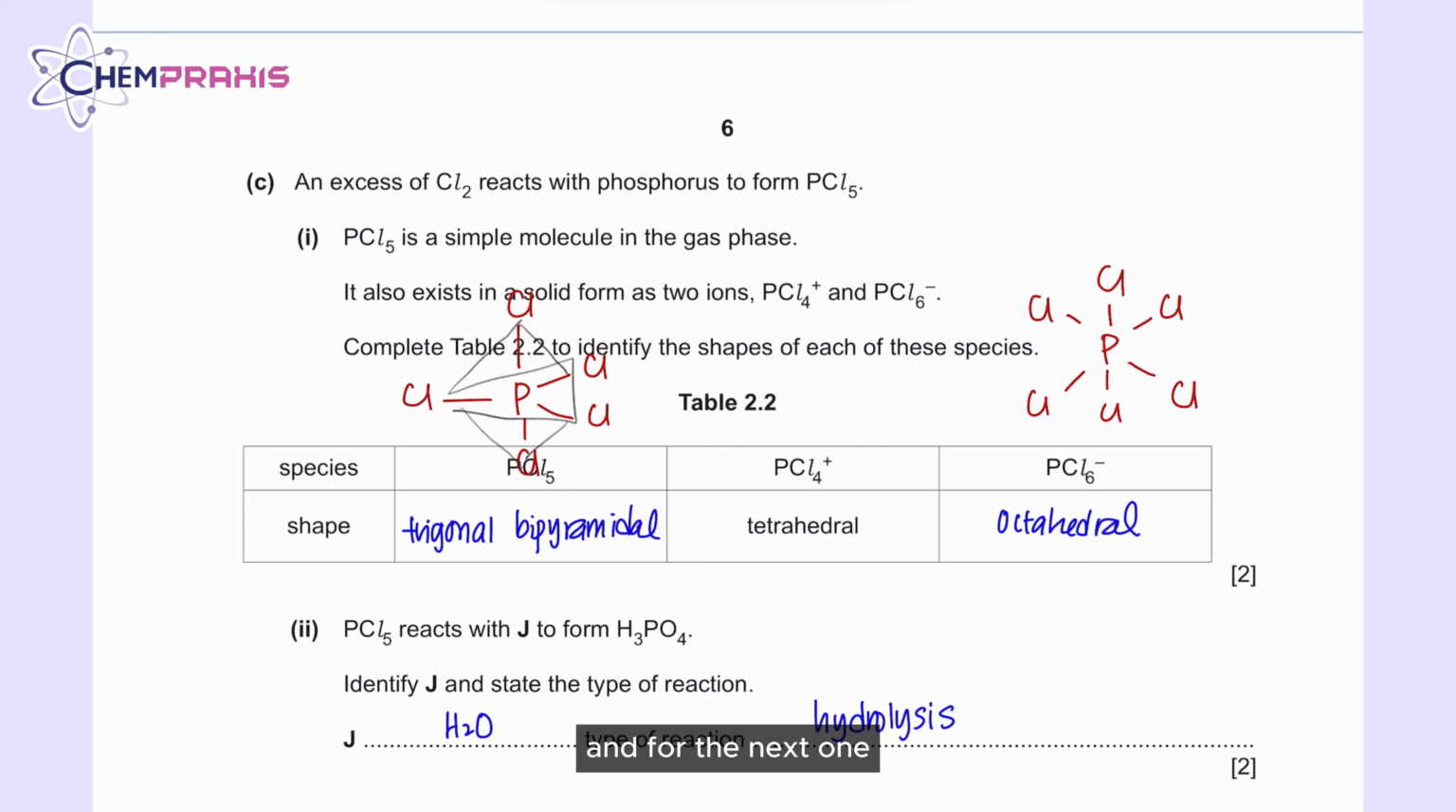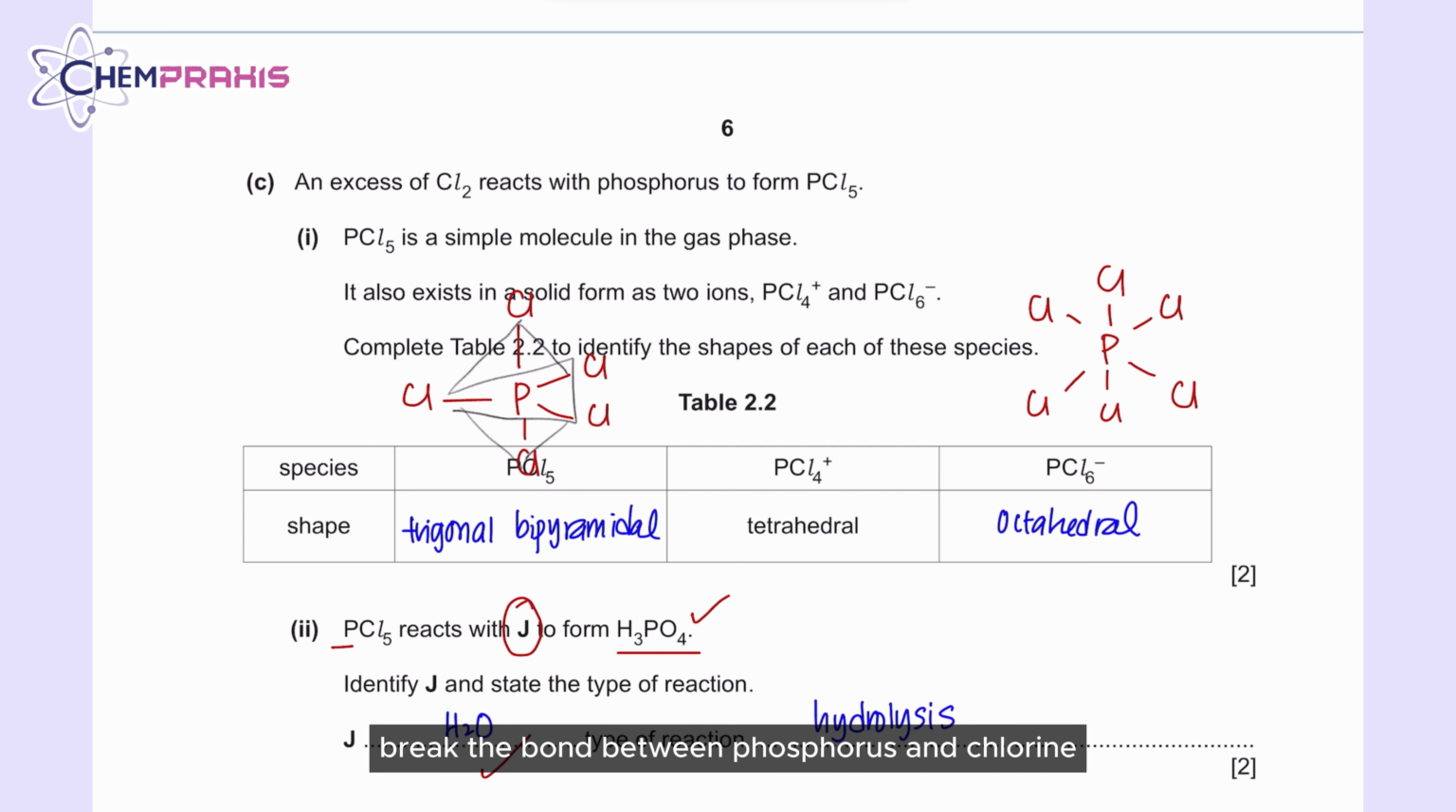For the next one, PCl5 reacts with J to form H3PO4. When PCl5 reacts with water, it will form H3PO4. And because water breaks the bond between phosphorus and chlorine, we call this a hydrolysis process.